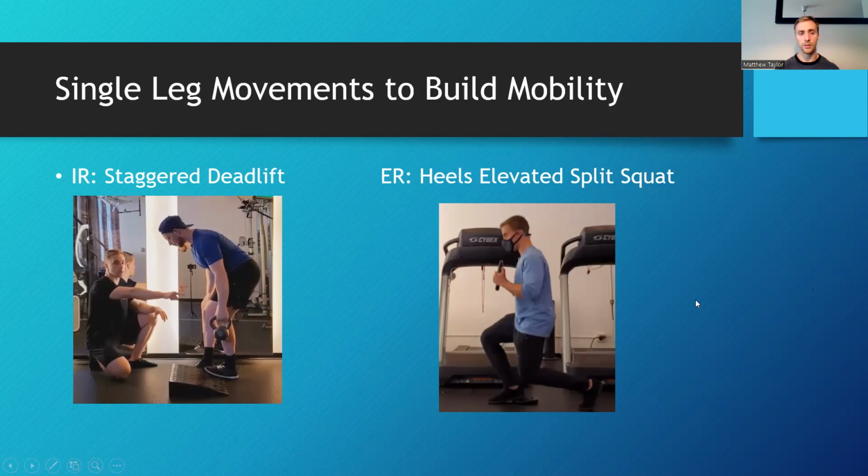So some food for thought. These are far from a comprehensive prescription, but within the scope of what we're talking about today, we've got a good idea on where to start for some lower body movement prep for internal rotation and where to go for external rotation.